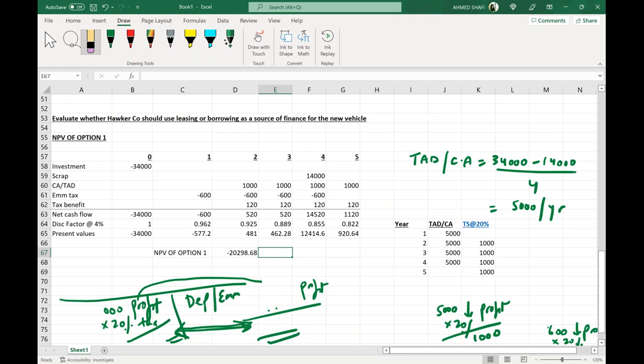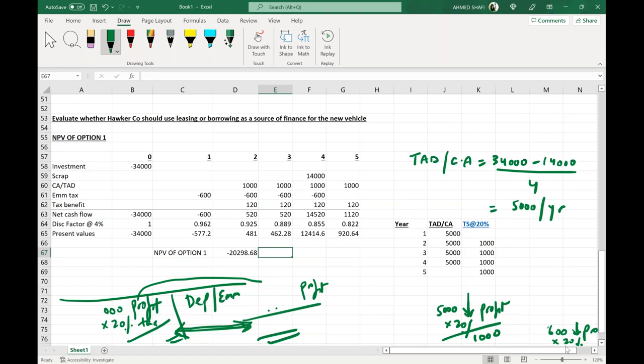How this 1,000 saving came. The easiest way is that depreciation is 5,000. So it reduced profit by 5,000 and reduced tax by 20%, which is 1,000. Emission tax is 600. It reduced profits by 600, will reduce tax by 20%, 120 benefit. Okay. Because tax reduction is a benefit. 5,000 depreciation reduced profit, so reduced tax by 20%. 1,000 is a tax saving. It's a benefit. Same for emission cost.